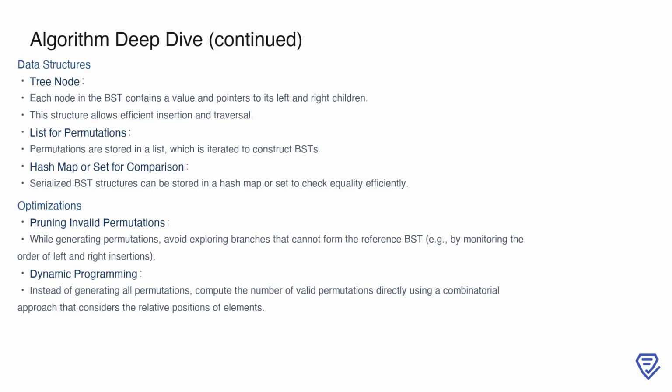As we move toward optimization, one strategy is to prune invalid permutations early. For example, by monitoring the order of left and right insertions during BST construction, we can avoid exploring permutations that cannot match the reference structure. Another powerful approach is to use dynamic programming to compute the number of valid permutations directly. By analyzing the relative positions of elements, we can bypass the need to explicitly generate all permutations. These optimizations significantly reduce computational overhead while maintaining correctness.